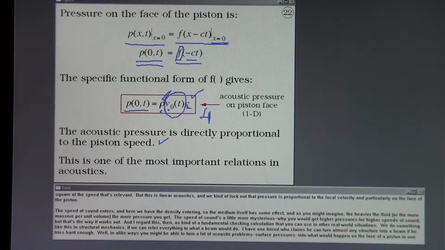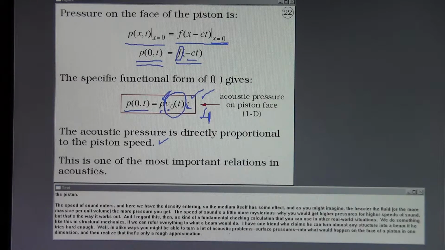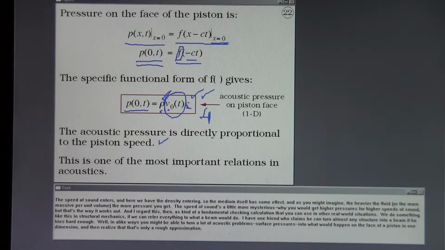And I regard this then as kind of a fundamental checking calculation that you can use in other real-world situations. We do something like this in structural mechanics if we can refer everything to what a beam would do. And I have one friend who claims he can turn almost any structure into a beam if he tries hard enough. Well, in like ways, you might be able to turn a lot of acoustic problems, surface pressures, into what would happen on the face of a piston in one dimension, and then realize that that's only a very rough approximation.